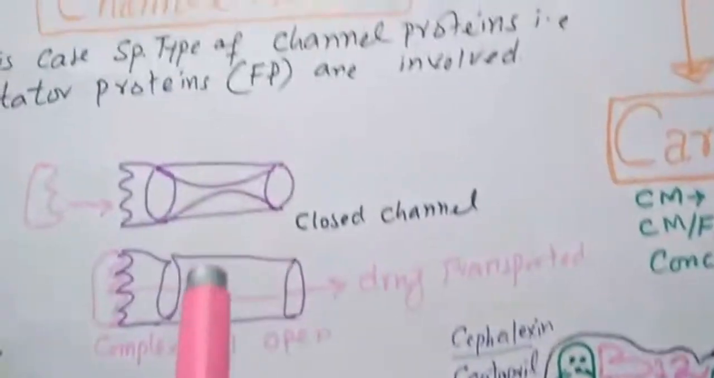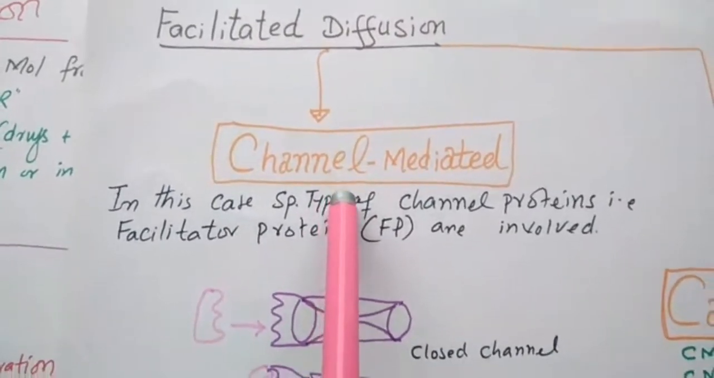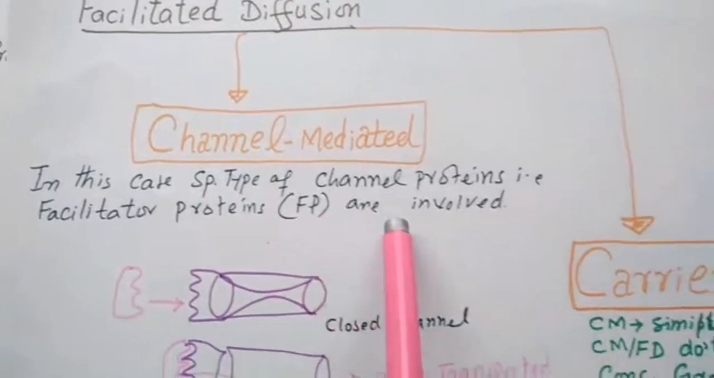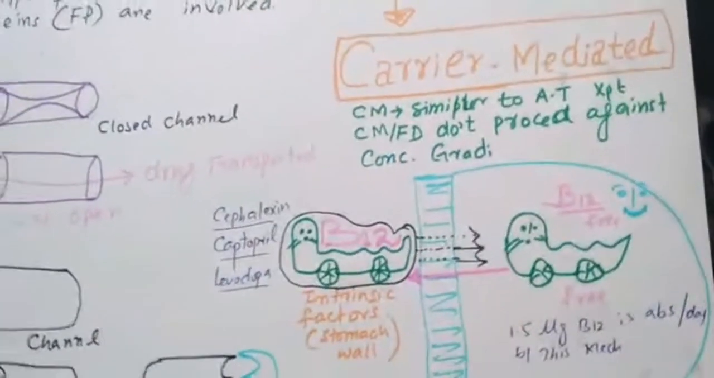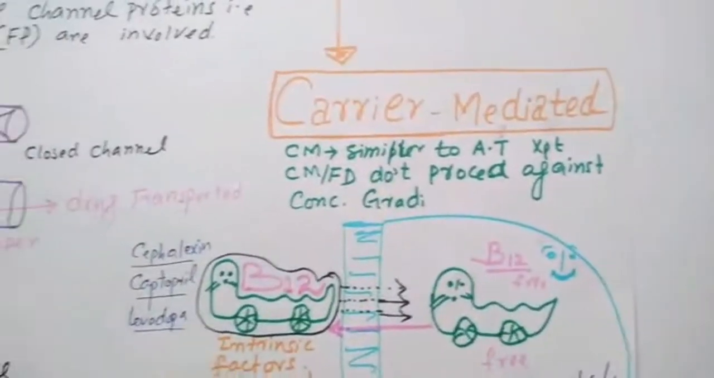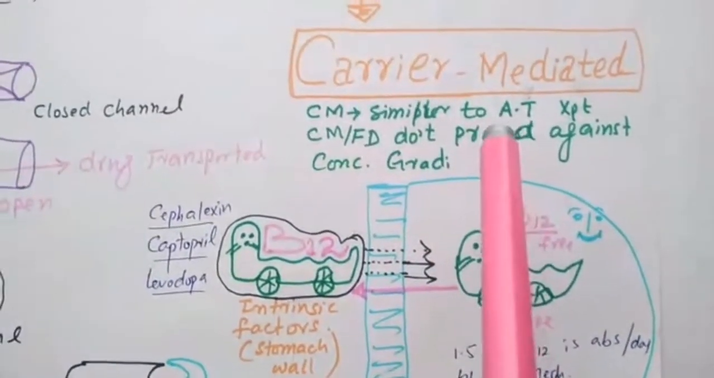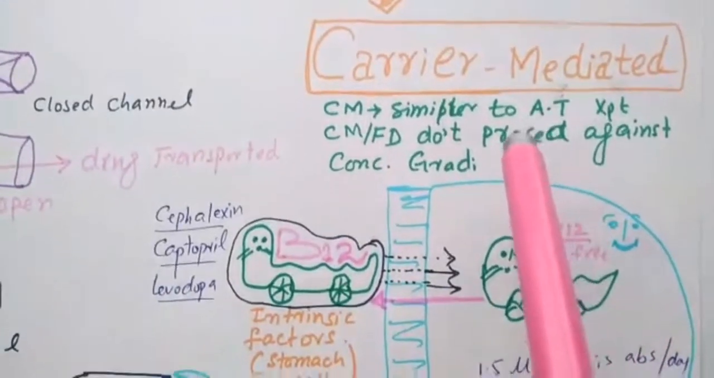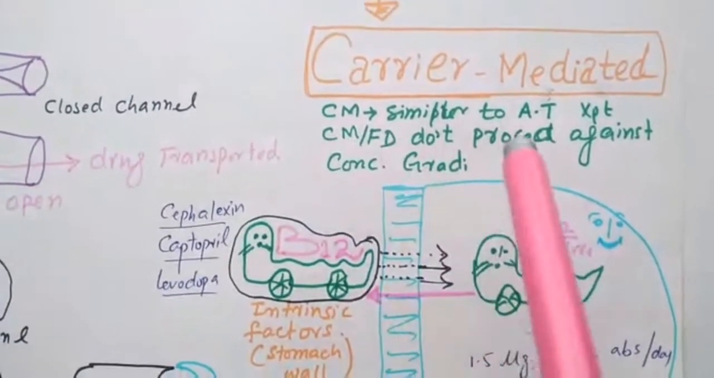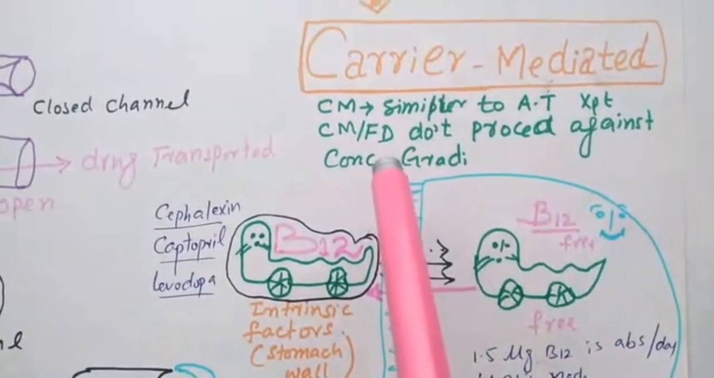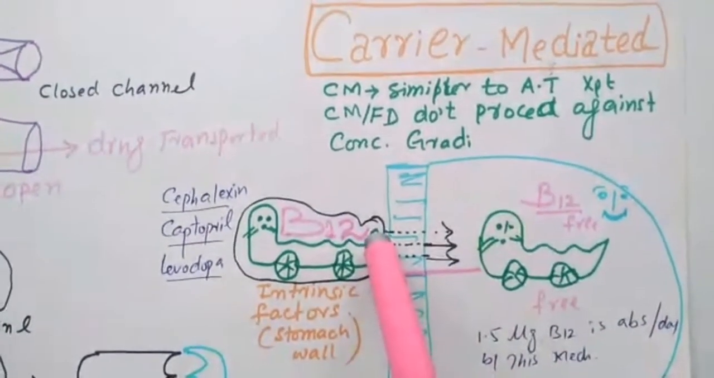Now, in passive absorption, today we are discussing facilitated diffusion. Facilitated diffusion is of two types: one is channel mediated diffusion and one is carrier mediated diffusion. Let's discuss carrier mediated diffusion. This is sometimes considered just like active transport, but the difference is that facilitated diffusion does not proceed against the concentration gradient, while active transport proceeds against the concentration gradient.